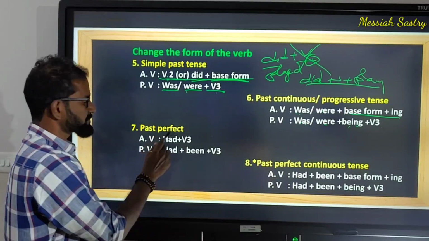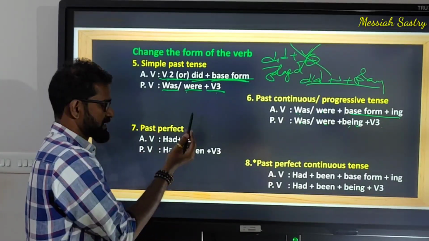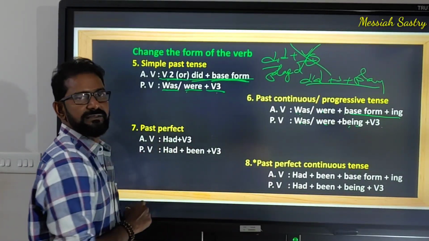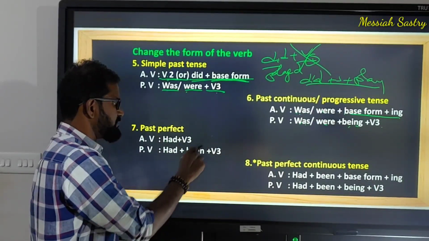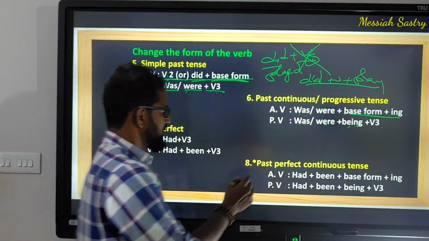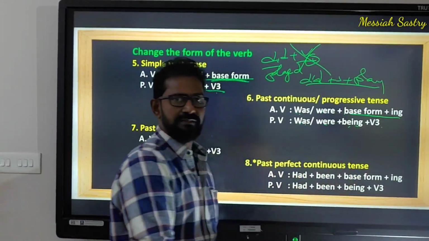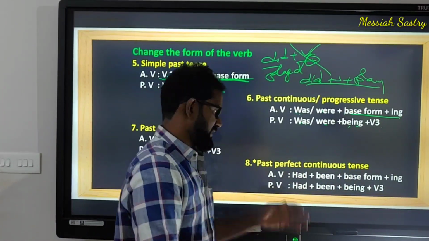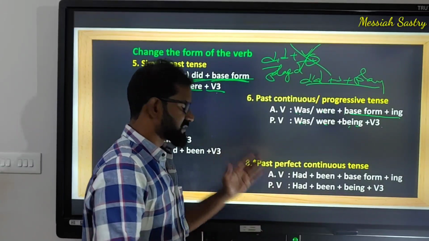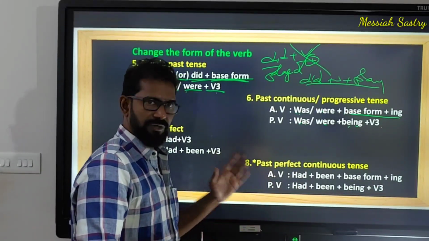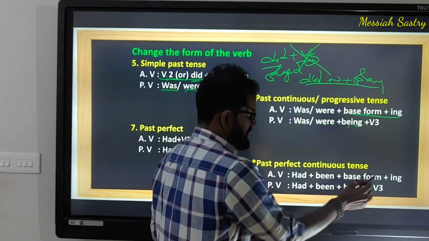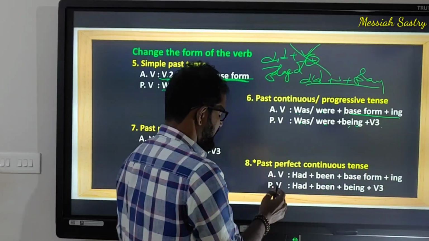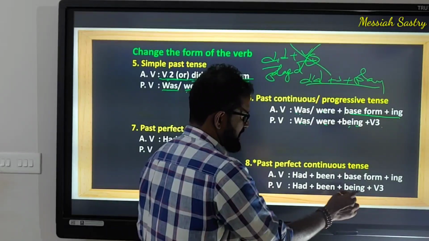Perfect. Past perfect: had plus V3. Had played. Passive form: had been plus V3. Had been played. Past perfect continuous tense. Even with this, you come across the claim that there is no passive form for it, but still there is a passive form. You need to know that. Active voice: had plus been plus base form plus ing. Passive voice: had plus been plus being plus V3.